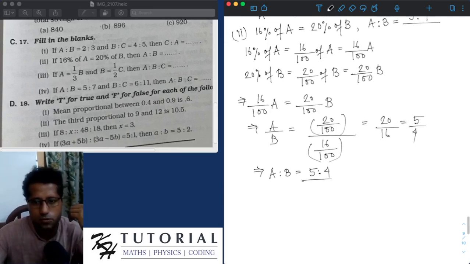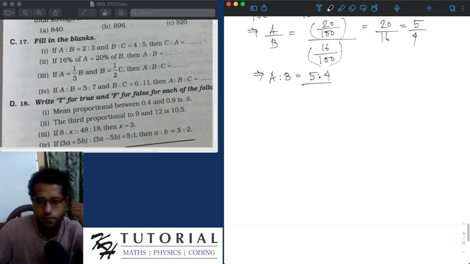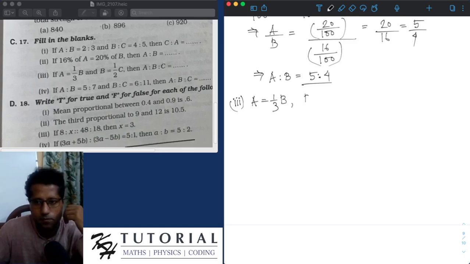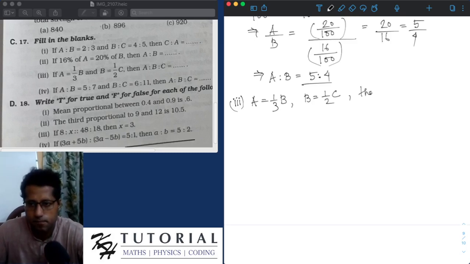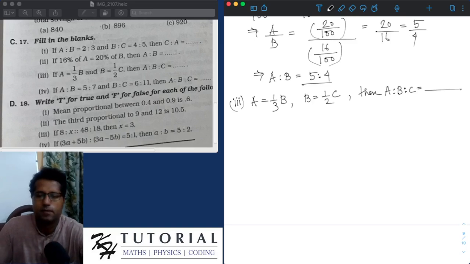Okay, let's do part 3. Part 3 is, it is given that A equals 1 by 3 B and B equals 1 by 2 C. Then we have to find A is to B is to C.